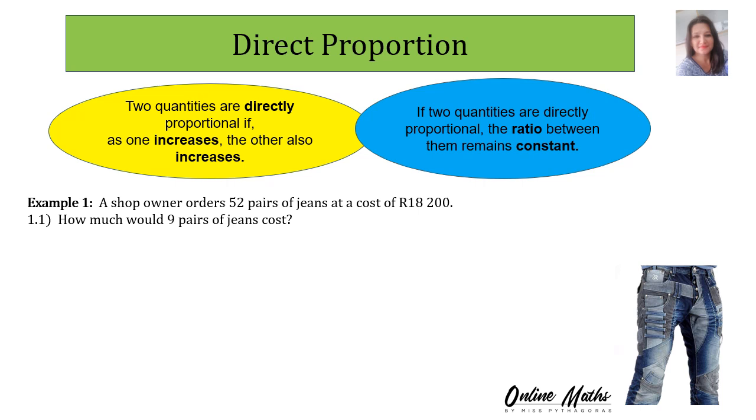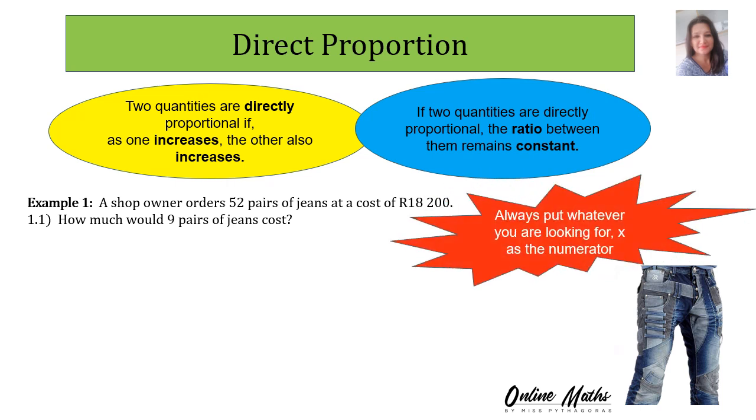Example 1. A shop owner orders 52 pairs of jeans at a cost of 18,200 Rand. 1.1. How much would 9 pairs of jeans cost? So always put whatever you are looking for, X, as the numerator. That means the number on top. So you say let the cost of 9 pairs of jeans be X.